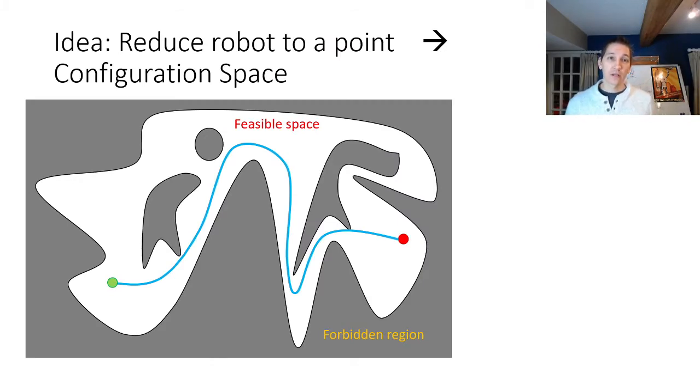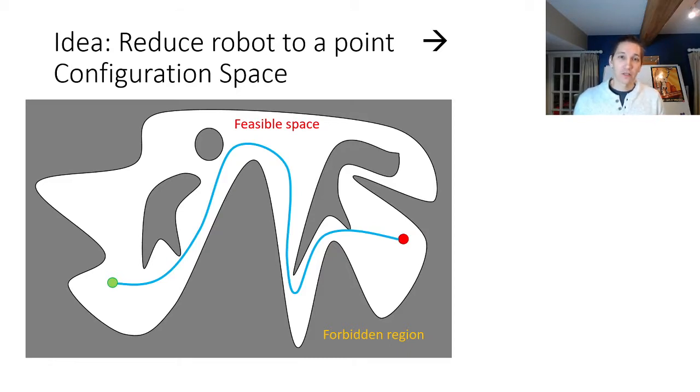We're going to be seeing a lot of images like this, and the idea is that we're trying to reduce the complexity of a robot and all of its geometry to reasoning about the movement of a point. This point is a configuration in configuration space. In configuration space, we're going to be depicting this high-dimensional configuration space as just a two-dimensional image here. Some subset of the space will be known as the feasible space or the free space, and then there's going to be a forbidden region, which is the complement of the free space.